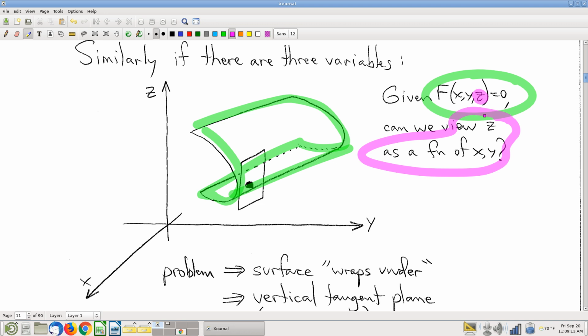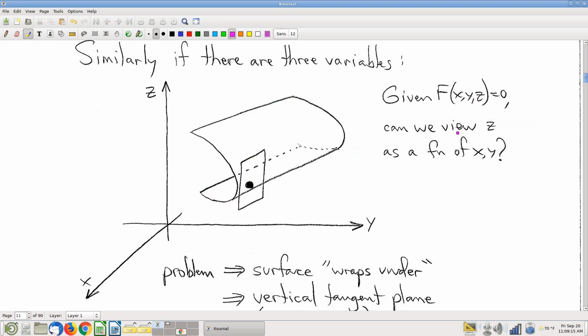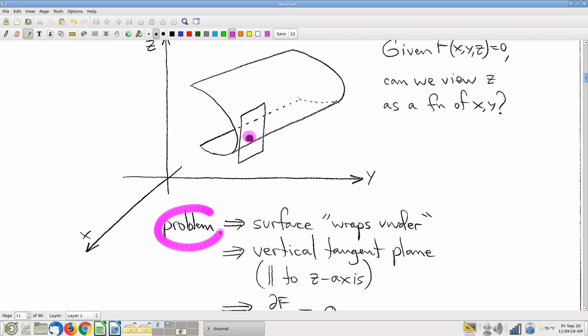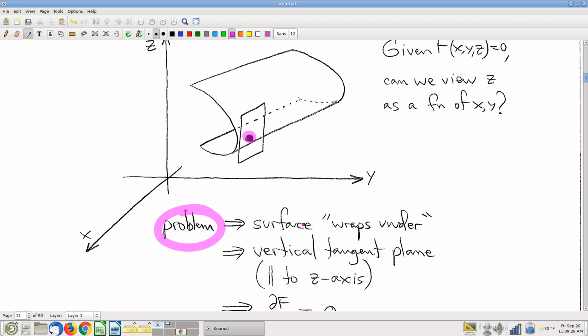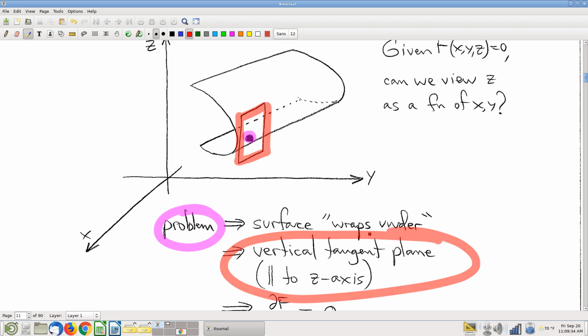And the answer is, well, most of the time. It's just that something might go wrong sometimes. Points like this, you're going to have a problem. The problem at that point is that, well, the surface is kind of wrapping under itself. How is it possible that the surface is wrapping under itself at that point? Well, the problem ultimately is that the surface is kind of vertical there. So, said differently, it's got a vertical tangent plane.